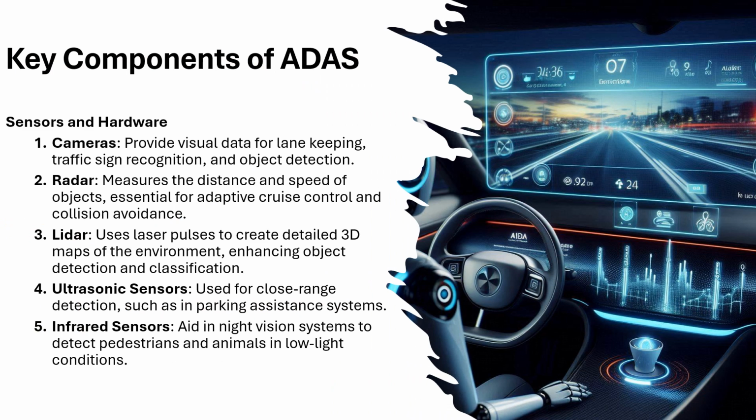As for some of the components of ADAS, the first thing that comes is the sensors and the hardware. When coming to the sensors, the first thing is cameras, which provide visual data for lane keeping, traffic sign recognition, and object detection. Because a camera gives images, and images provide the maximum information. So many companies and industry leaders determine that.